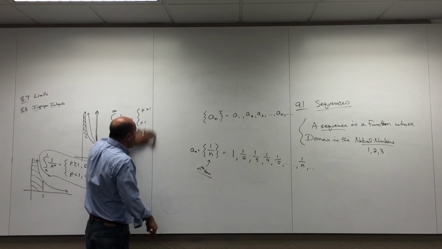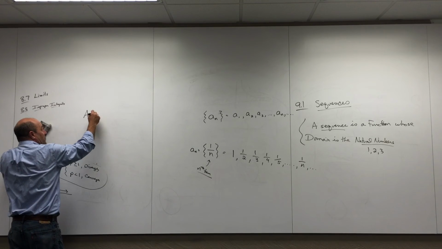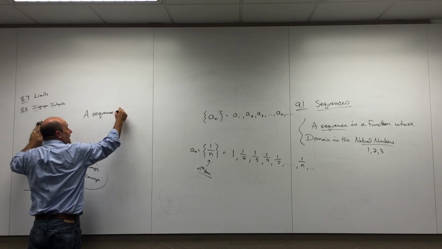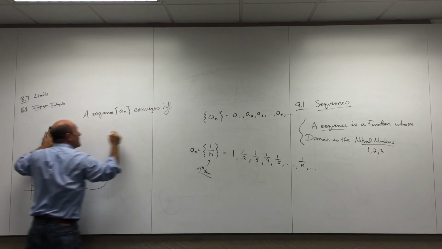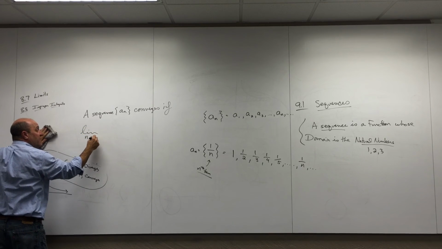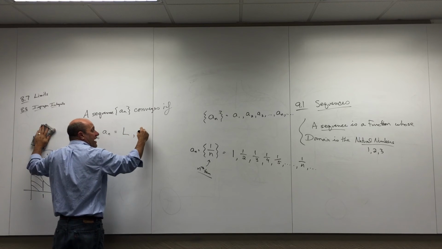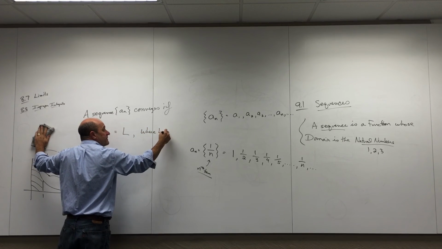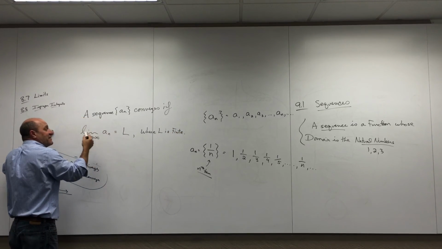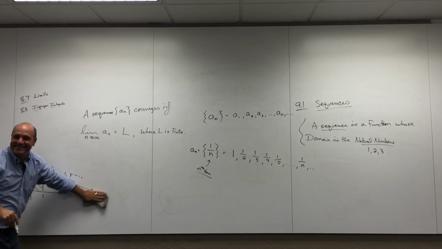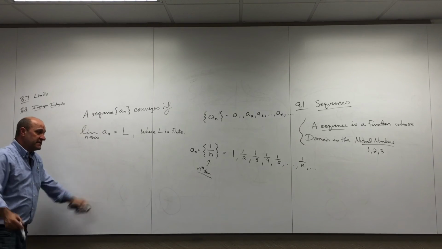Now, real quick, a sequence can converge or diverge. Basically, a sequence, a_n, converges if the limit as n goes to infinity of a_n equals some number L, where L is finite. In other words, can you take the limit of the nth term and get an answer? And then you know the sequence converges. Otherwise, I guess it diverges.